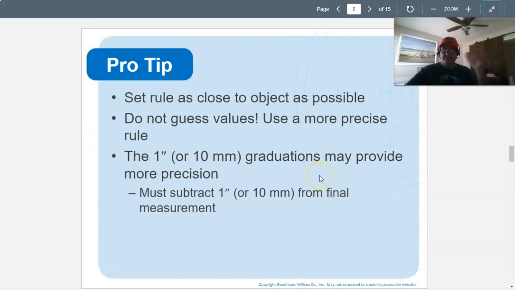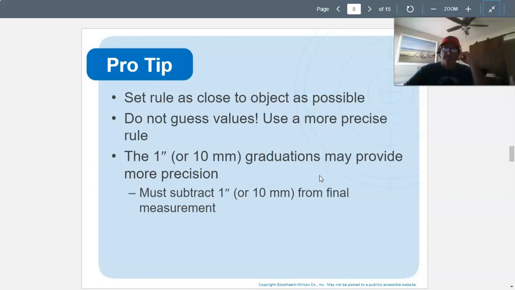So the pro tip, and this is a really good tip: set the rule as close to the object as possible. We definitely do this in the 158 class, and I show you when we're using the saw, or when we're measuring from the face of the lathe chuck jaws. And do not guess values. You certainly would never guess, but there's a time aspect of understanding your measurement needs versus how precise you need to be for a certain operation. But I do like that, obviously, don't guess values.